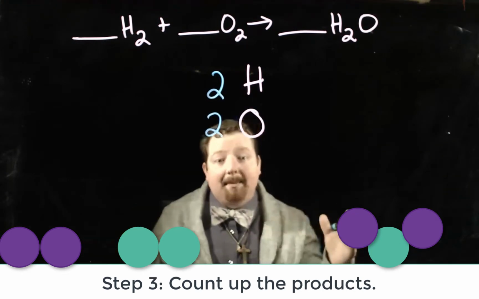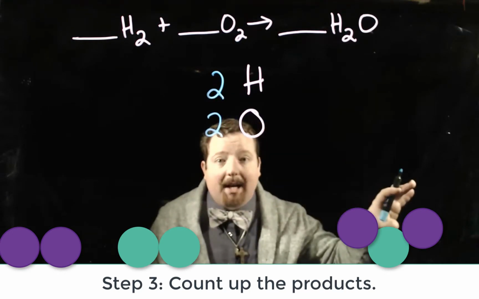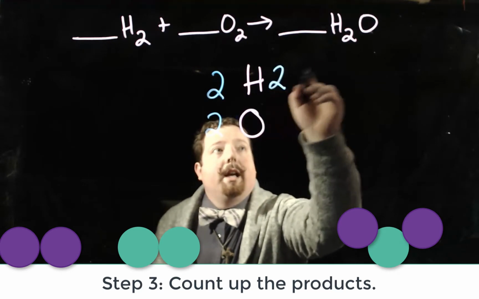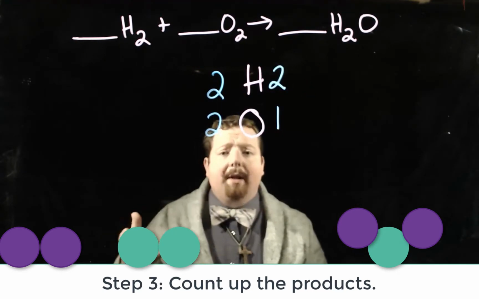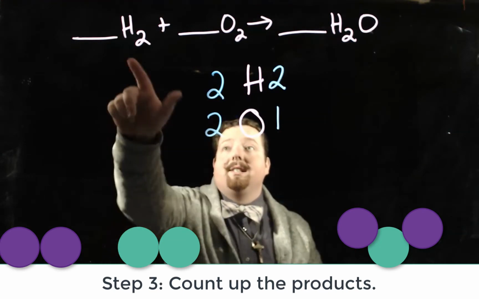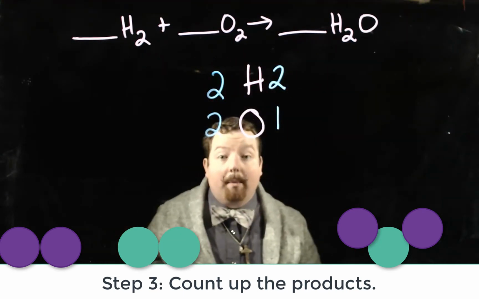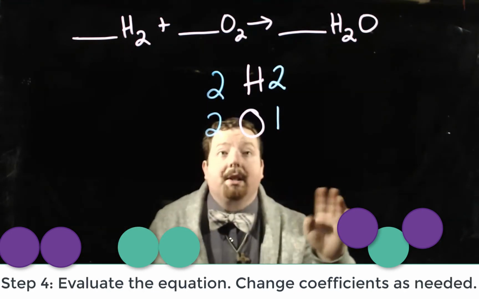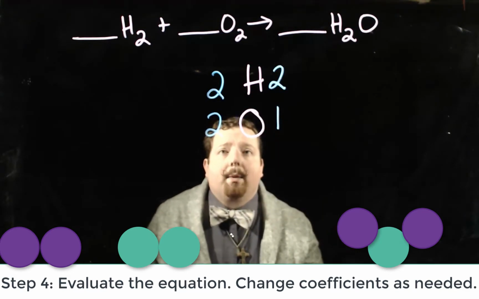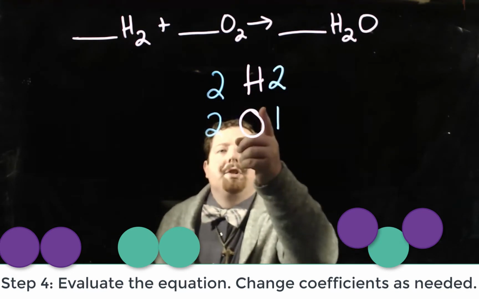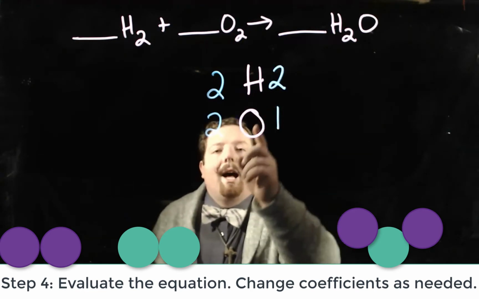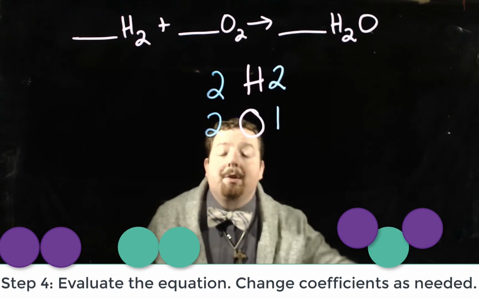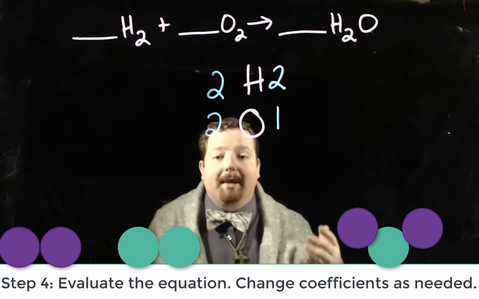Next, we count how many atoms of each of those elements are on the product side of our equation. We have H2O, which means there are 2 H's and 1 O. It's very important at this point to remember that we cannot change these little subscripts in our molecular formula. We can only change the coefficients, or the big numbers, beforehand. So step number 4 is to look at our numbers here and see if we have them balanced on both sides. Here we have hydrogen has 2 on the left and 2 on the right. Oxygen has 2 on the left and only 1 on the right. So in step 4, you recognize you have an unbalanced equation and you need to do something to fix that.